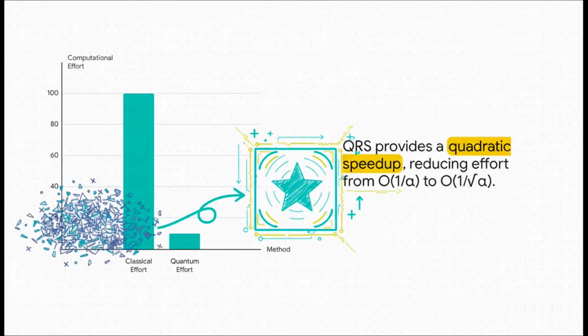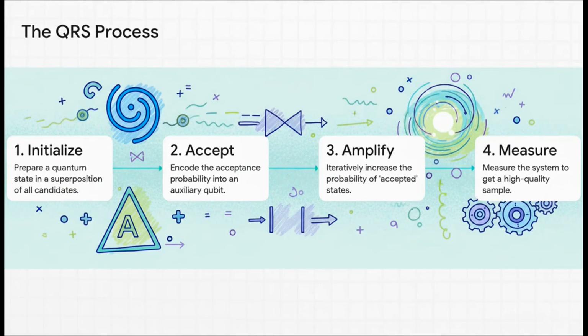And this chart brilliantly illustrates the payoff. The number of steps, all that computational effort, gets quadratically reduced. So something that took 1,000,000 classical attempts might now take only 1,000 quantum steps. This is a complete game changer for problems with really low acceptance rates. The process is a bit more complex, but the outcome is nothing short of revolutionary. It replaces that inefficient cycle of propose, test, reject with a coherent quantum process of prepare, amplify, measure.